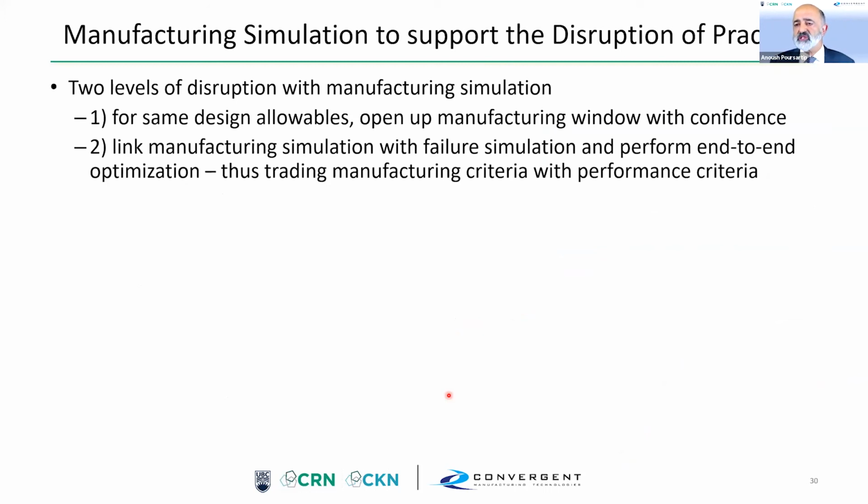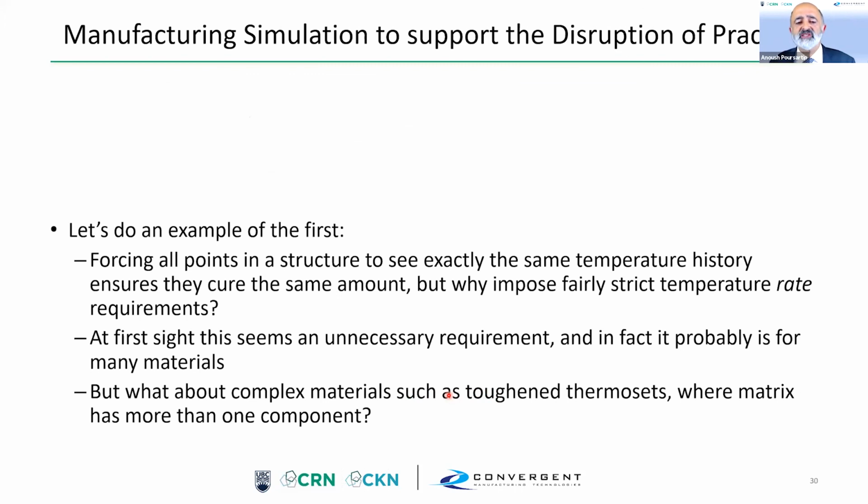In other words, can we say that we know that changing the process cycle does not change the material properties, hence the design allowables? The other one, of course, is something that people have been dreaming about for a very long time, which is, can we confidently link manufacturing simulation with failure simulation and perform end-to-end optimization, thus trading manufacturing criteria with performance criteria? I'm going to do an example of the first, but I'm going to go into prediction of a property which typically is not predicted right now. And what we're going to do is we're going to look at the influence of the temperature history on fracture toughness. As I've explained already, we're always imposing a temperature history on a structure.